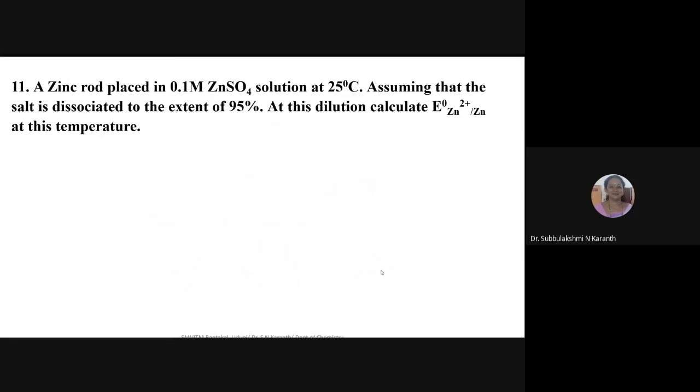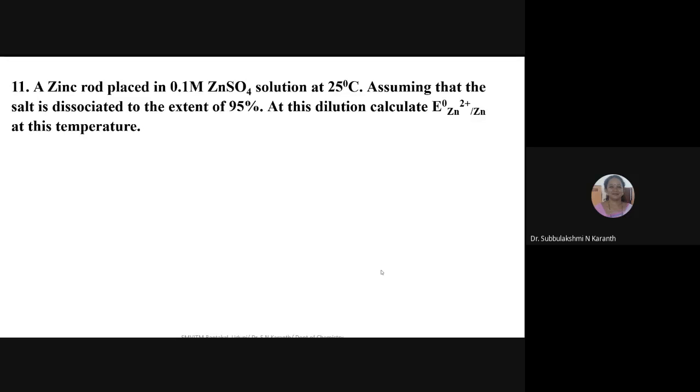Here the problem is: a zinc rod is placed in 0.1 M zinc sulfate solution at 25 degrees Celsius. Assuming that the salt is dissociated to the extent of 95% at this dilution, calculate E naught Zn2 plus bar Zn at this temperature. See, they want to prepare an electrode using a zinc rod and zinc sulfate solution. They take a zinc rod dipped in a zinc sulfate solution, assuming that the concentration of the zinc sulfate is 0.1 M.